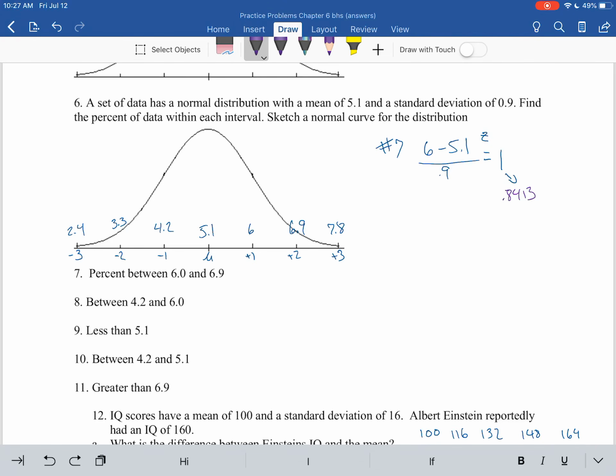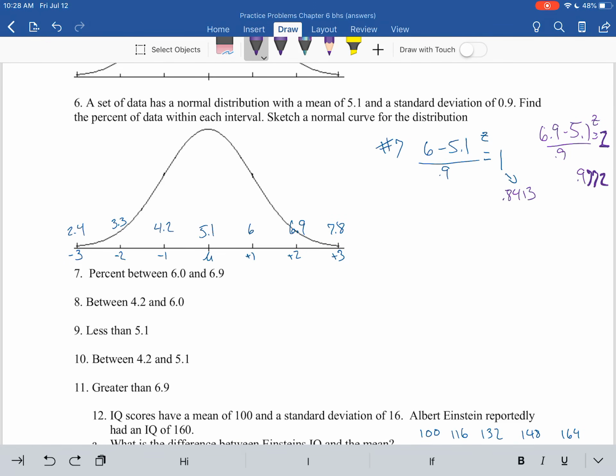That is for 1. And then the next value we are given is 6.9. So we're going to take 6.9 minus the mean, 5.1, divided by 0.9. Remember, that gives us our z-value. And that's going to give us a value of 2, which means 6.9 is 2 standard deviations away from the mean. Once again, we go to the table on the back, look up a z of 2, and we find the cumulative probability is 0.9772.